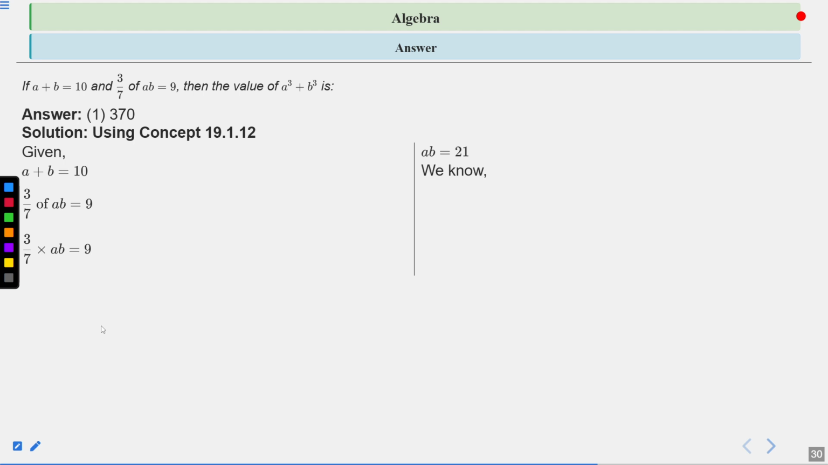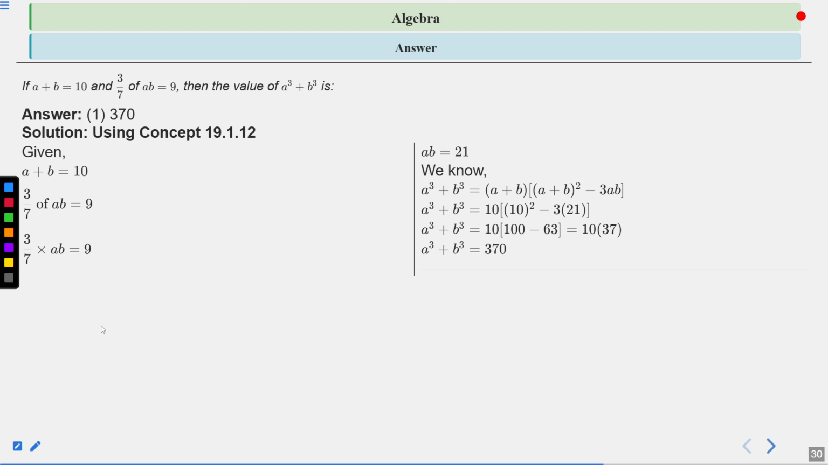Now we know the formula: a cube plus b cube is (a plus b) times [(a plus b) whole square minus 3ab]. Just put in the values. A cube plus b cube will become 10 into [10 square minus 3 times 21]. So it will become 10 into (100 minus 63). Simplifying, we get 10 into 37. So the value of a cube plus b cube will become 370. So the first one is the correct answer of this question. Next one.